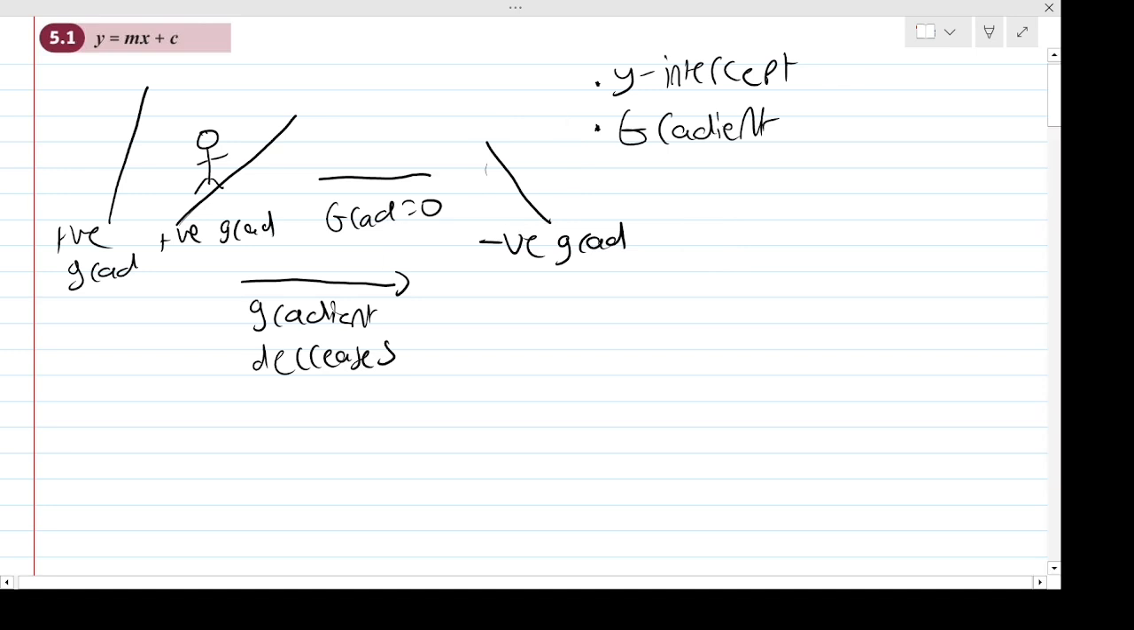But yeah, that's just an example of the gradient. It's just a measure of how steep the line is, and you can imagine trying to walk up the line, and how hard it would be.